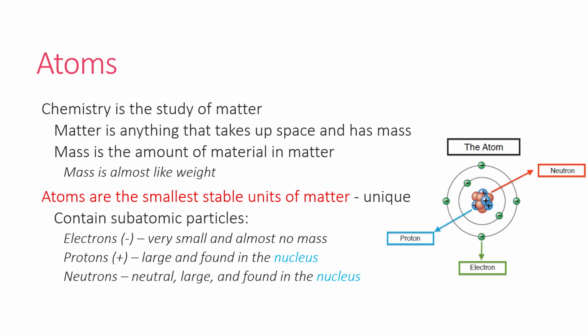Protons are positively charged subatomic particles that are extremely large, and they are found in the nucleus. The nucleus is made up of two subatomic particles, protons and neutrons. So neutrons and protons are found in the nucleus. Neutrons are also very large, but as you can guess from the name, they're neutral. They do not have an electrical charge associated with them.